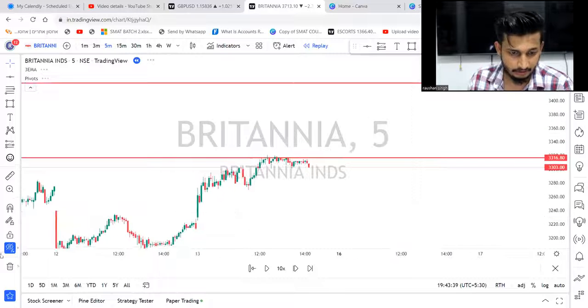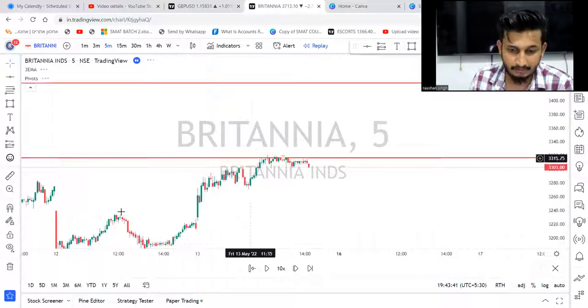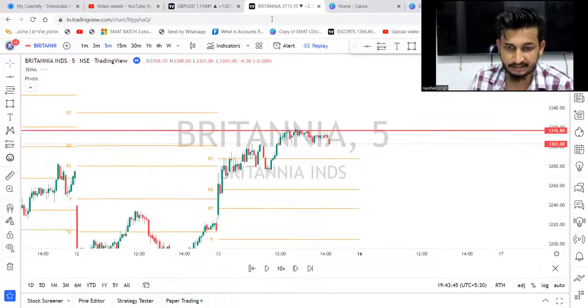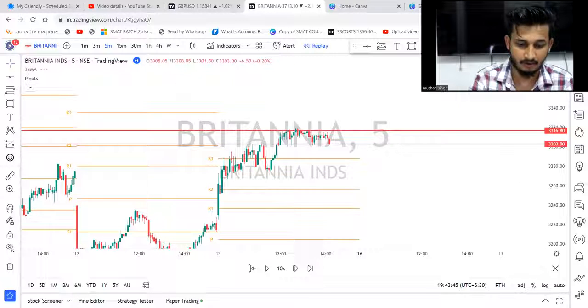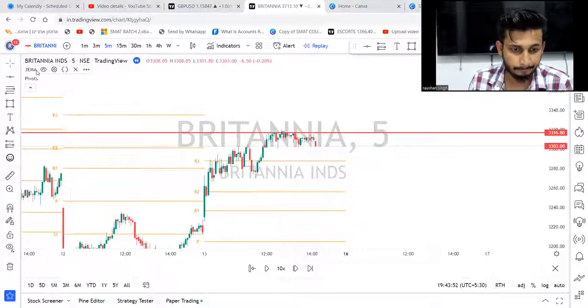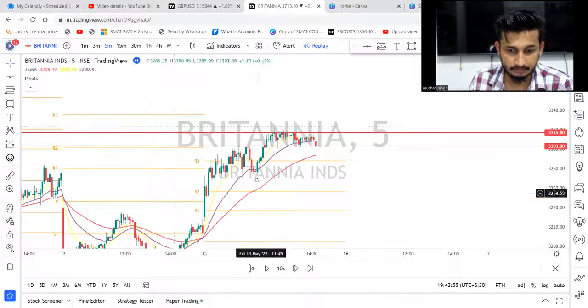So I just need to switch on all the indicators which I have right now. Market is range bound. So we'll see for next trade. We'll see how we are going to take up the trade and everything. EMA is also there.